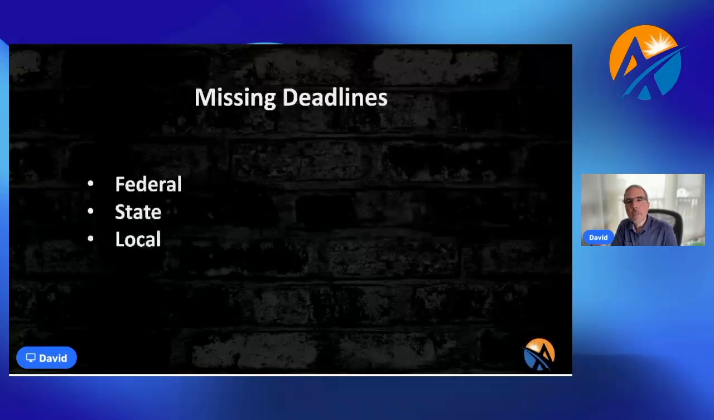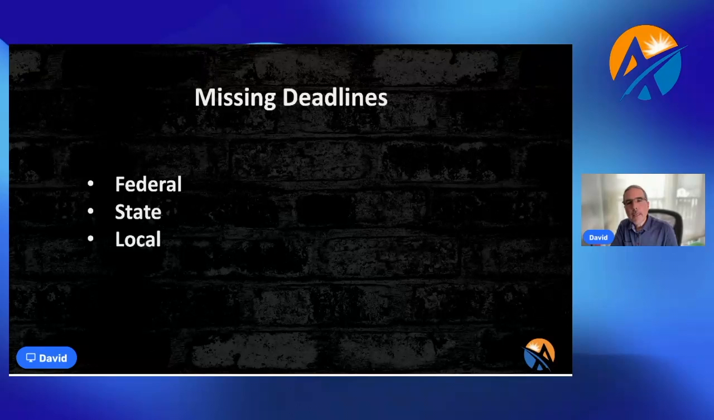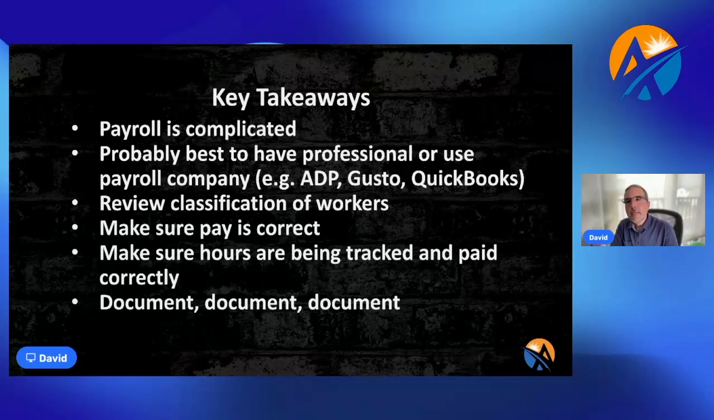For example, in California, the unemployment rate usually changes on a yearly basis. Also, there are quarterly deadlines, yearly deadlines, and varying deadlines for making payroll tax deposits, which actually can vary from company to company. So you need to make sure everyone knows the deadlines and the rates, and this is being monitored and done properly. So some key takeaways: payroll is complicated, and it's probably best to utilize a professional or utilize a payroll company to do this.